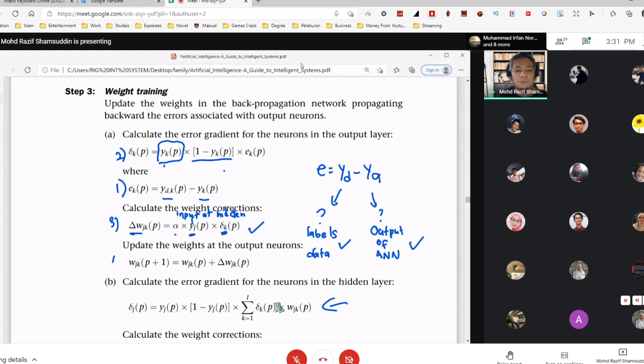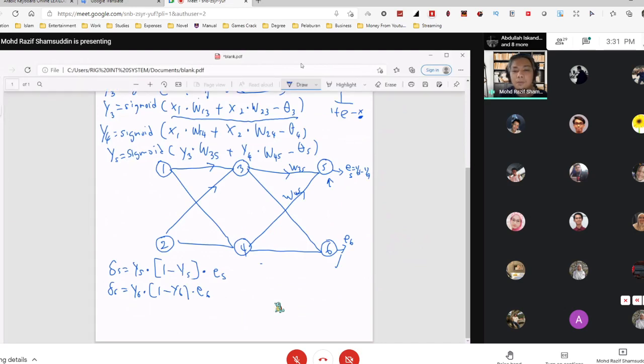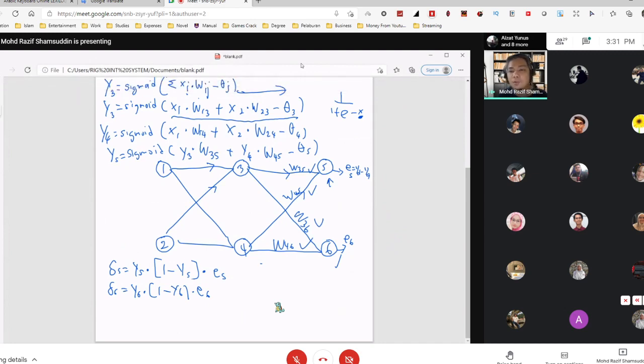So step number 4 is, of course, to update the final weight. So this is the final weight for weight jk. Now you would be able to update the weights here: weight 3, 6 and weight 4, 6. So now all four weights here are able to be updated based on the error gradient. Don't use the error anymore, you use the error gradient. But in order to calculate the error gradient, you need the error first.